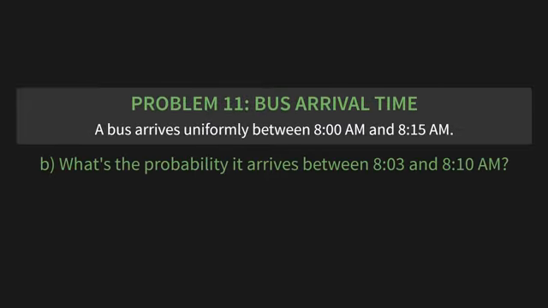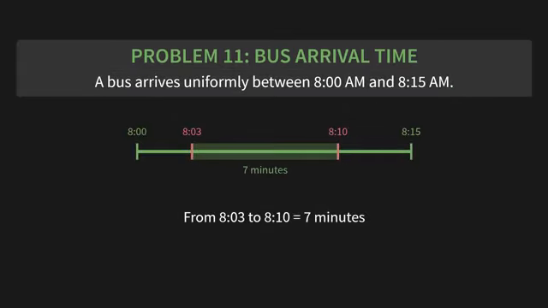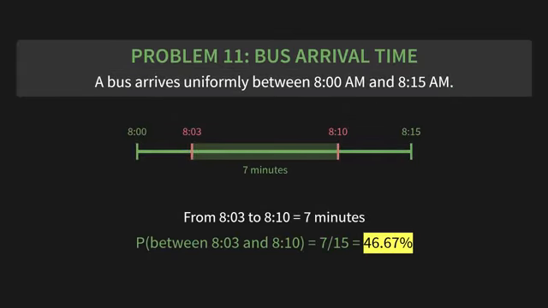Now what if I ask, what's the probability it arrives between 8:03 and 8:10 a.m.? Same idea. Just measure the time interval. From 8:03 to 8:10 is 7 minutes. 7 minutes out of our 15-minute window gives us almost half. 47% chance the bus shows up in that range.